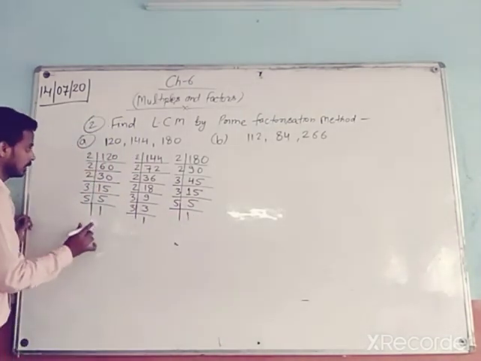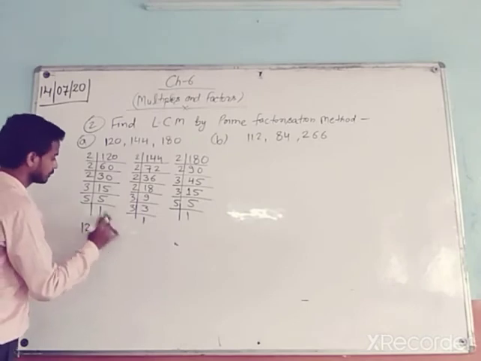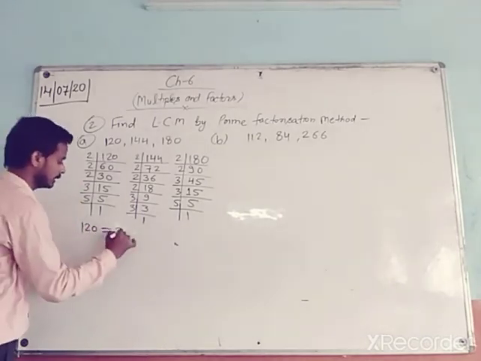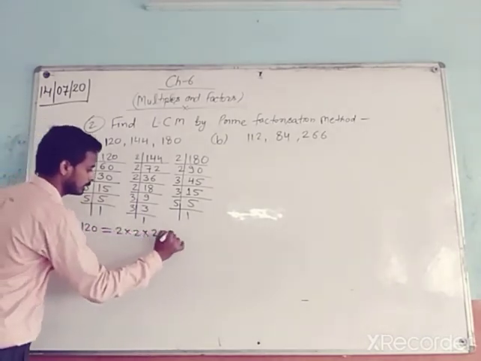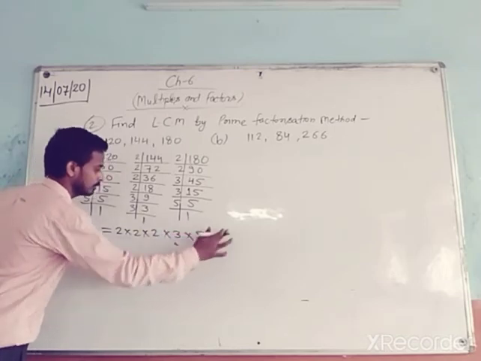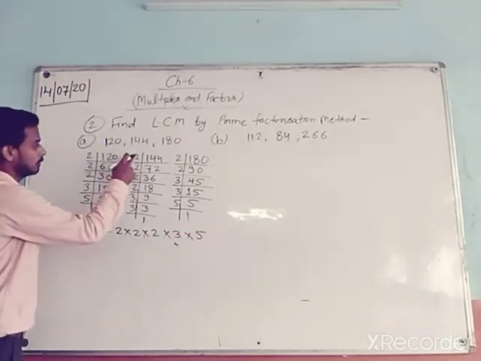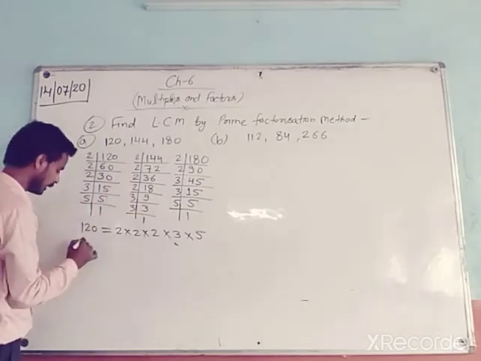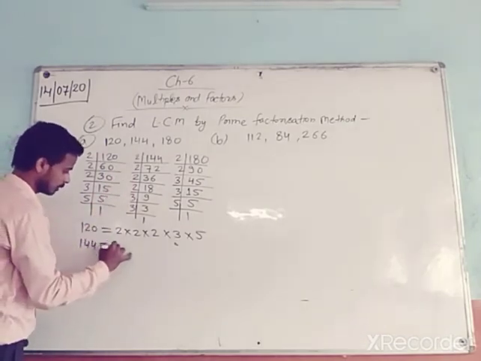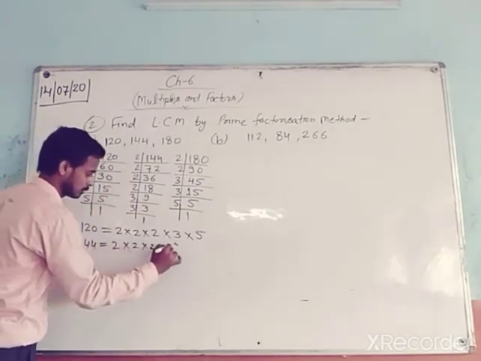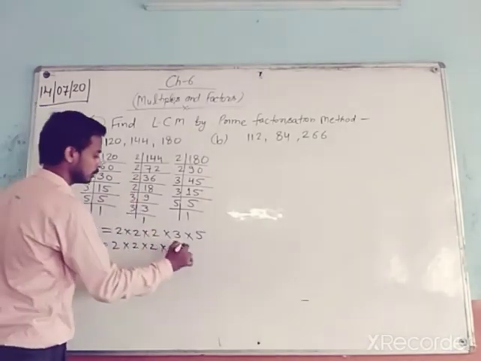Now 120 is equal to 2 times 2 times 2, 1 times 3 and 1 times 5. Then 144 is 2 times 2 times 2 times 2, that is 4 times 2, then 2 times 3.